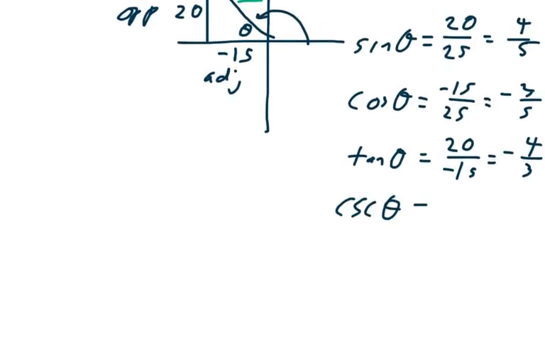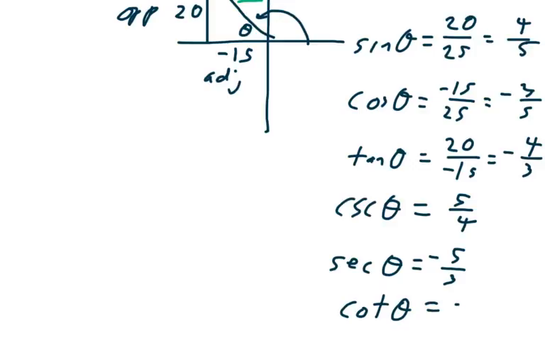The cosecant is the reciprocal of the sine. The secant is the reciprocal of the cosine, and the cotangent is the reciprocal of the tangent. Let's do one more of these problems.